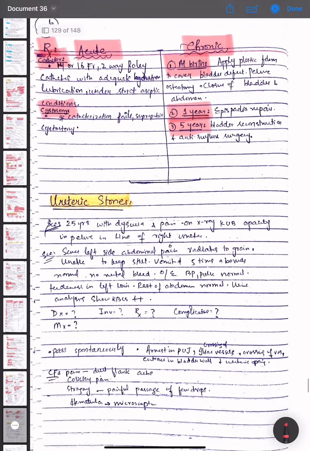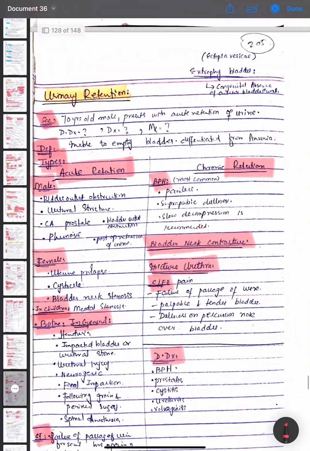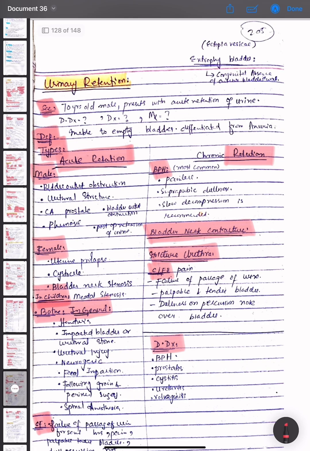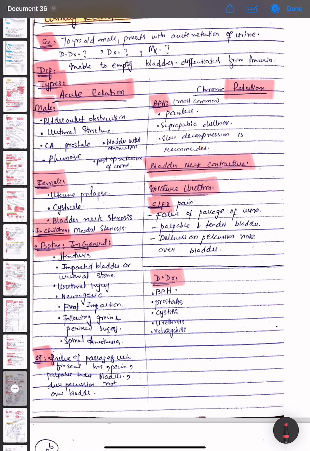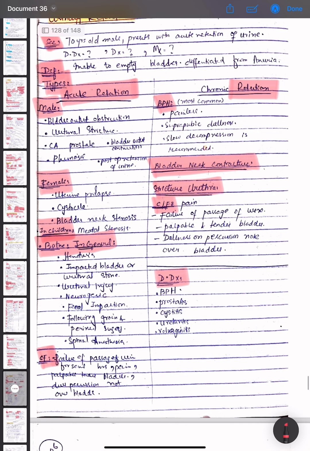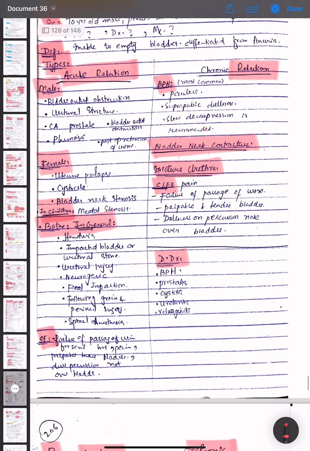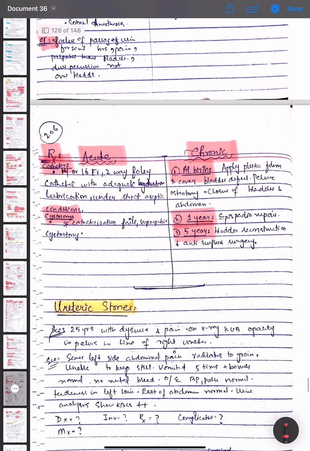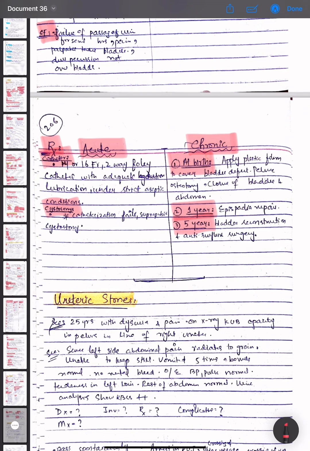Okay, so we have studied urinary retention: the scenario, then the definition. Then there are two broad classes, acute and chronic retention, and the causes of acute and chronic retention in males, females, children, and in both. Then we discussed the clinical features, and then the treatment options for both acute and chronic urinary retention.